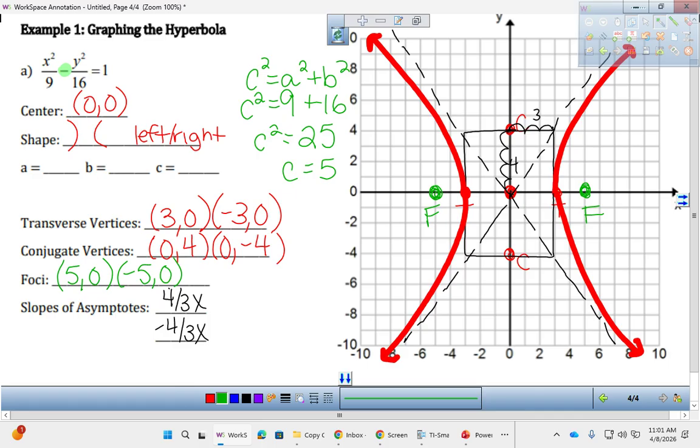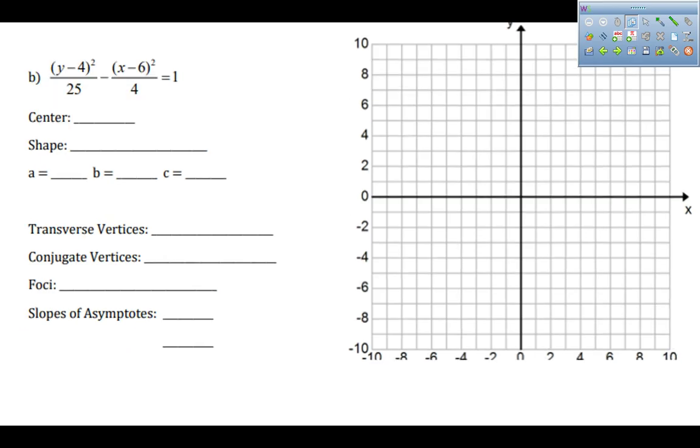A lot of it is the same, but that's not to say it's not complicated, because it is. There's a lot to remember too. You have to remember which way it opens. You have to remember that the formula for C is different. You have to remember to make this box and create these asymptotes. So there's a lot to it. All right, let's look at another one together that's not 0, 0. So it's a little more complicated.